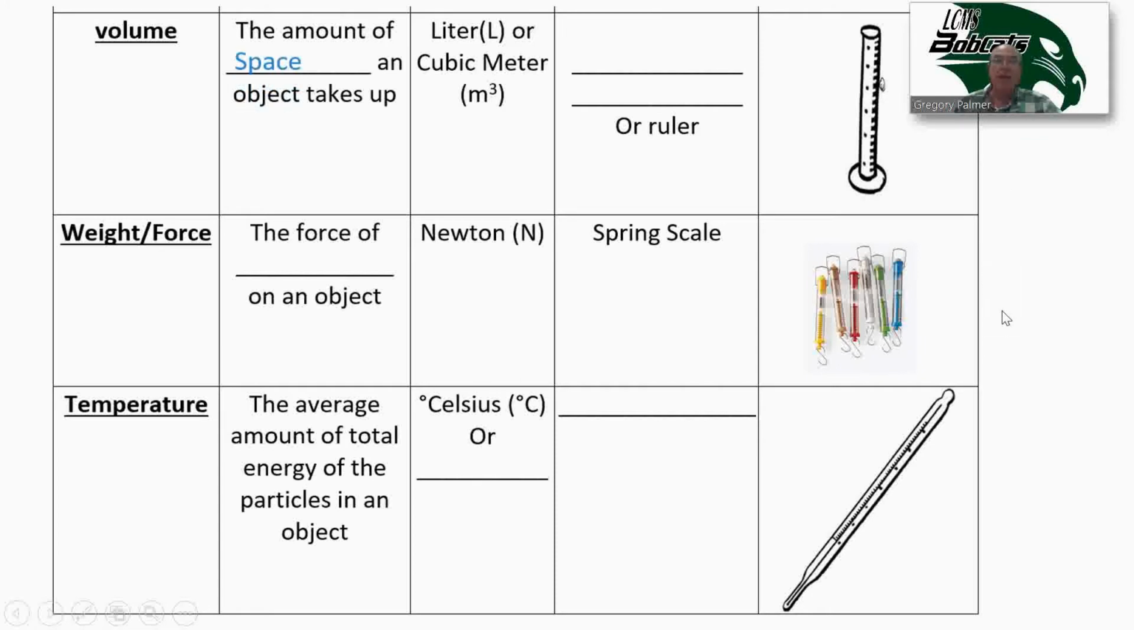Volume is the amount of space something takes up. It's measured, if it's liquid, in liters, or in cubic meters, cubic centimeters, cubic millimeters. We use a graduated cylinder like this or a ruler. Weight is the measurement of the force of gravity on an object. In the metric system, it's measured in newtons. We use a scale to measure weight. Temperature is measured in degrees Celsius or Kelvin in the metric system. In the standard system, it's Fahrenheit. We use a thermometer.